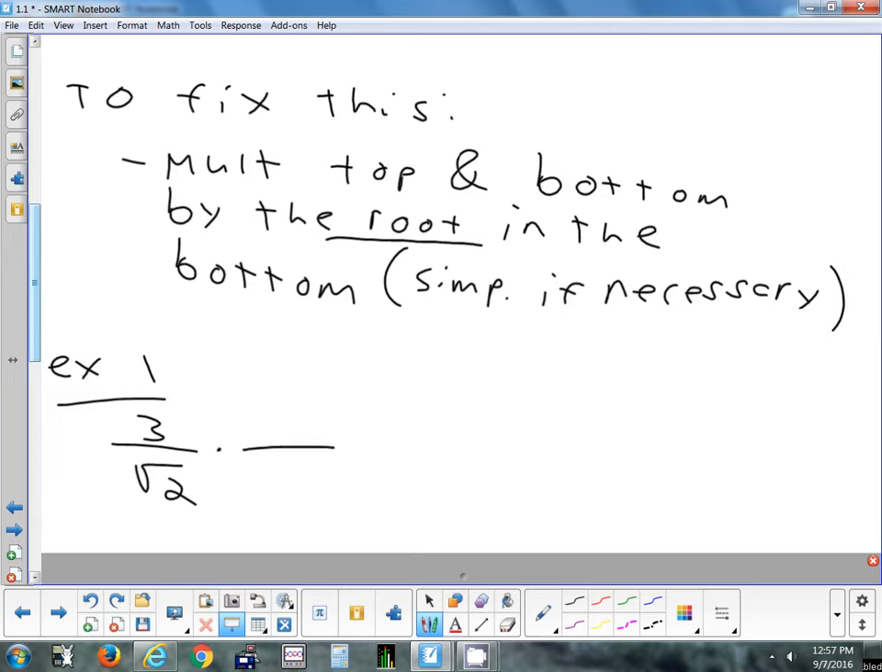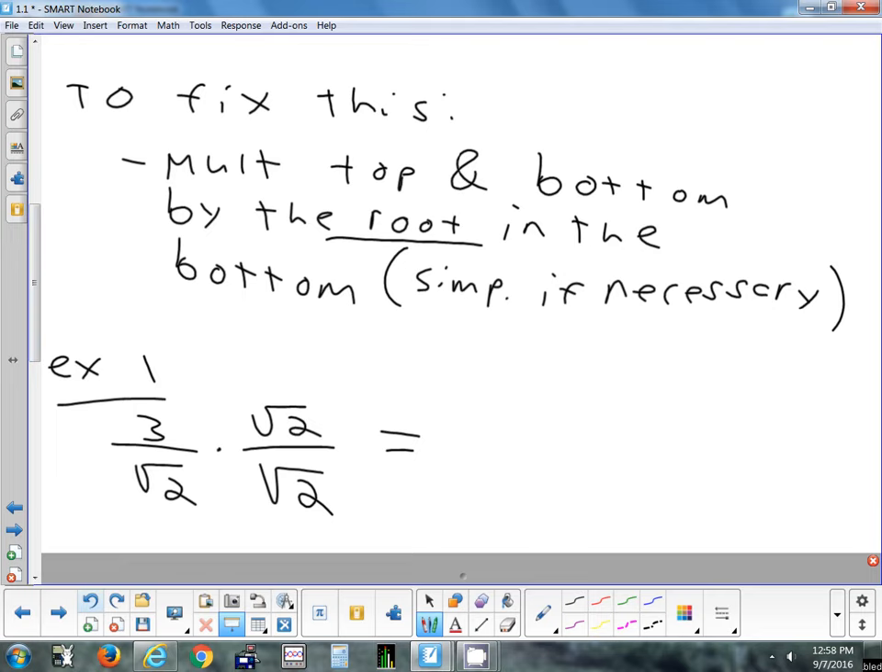What am I going to multiply top and bottom by here, to fix it so that square root's not in the bottom anymore? I think we already said it earlier. Square root 2. Yeah, you're going to multiply by square root 2 divided by square root 2. Since we're multiplying by a fraction with the same thing in the top and the bottom, what is that really that I'm multiplying by? 1. Yeah, I'm really multiplying by 1, but I've written it in a special way that's going to help me fix this fraction.